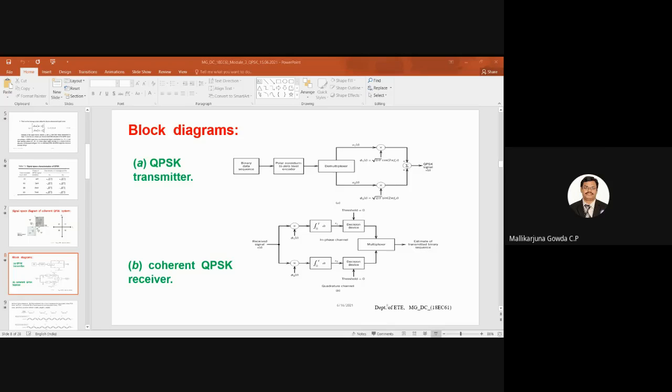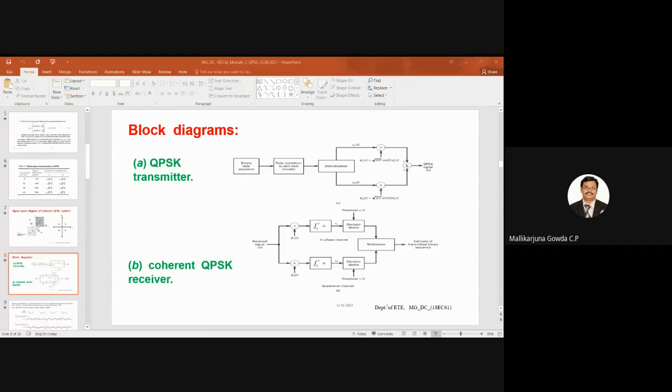As we have discussed, the binary data sequence will be passed through the polar NRZ encoder. The purpose is to represent binary symbol 1 by a positive pulse and binary symbol 0 by a negative pulse. Then there is a demultiplexer. What this demultiplexer does is segregate the given input binary sequence into odd and even sequences. It is nothing but a serial to parallel converter. So I get the odd sequence on the upper side and the even sequence on the lower side. That is why it is written A1 of t and A2 of t.